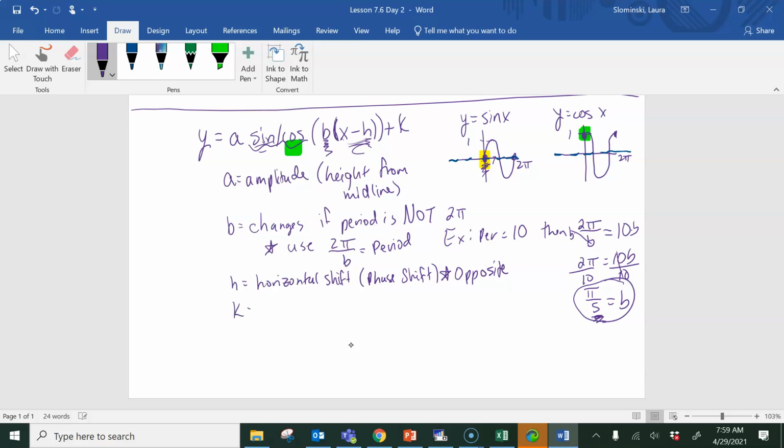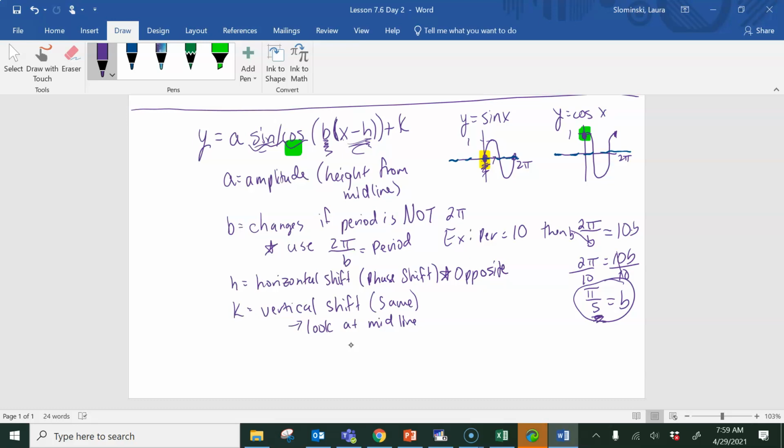All right, and last but not least, K is the vertical shift. So for that one, I would be looking at the midline. So look at midline, where that moved to. Wherever the midline moved to, that's your vertical shift, and that one's always the same as what we think. So if I see that it shifted up 3, I'd put a plus 3 on the end.